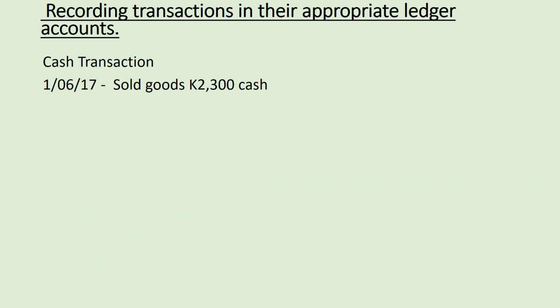So let's take a look at examples of transactions and how to deal with them. The first type of transaction that we're going to look at is a cash transaction. A cash transaction is a transaction that involves immediate cash. So it reads, on the 1st of June 2017, sold goods for cash. The first job is to identify the accounts that are involved. So goods were sold. There's always an account that monitors the selling of goods called the sales account. So that's the first account. Cash was received, so there's also a cash account. So the sales account and cash account are the accounts that are involved here.